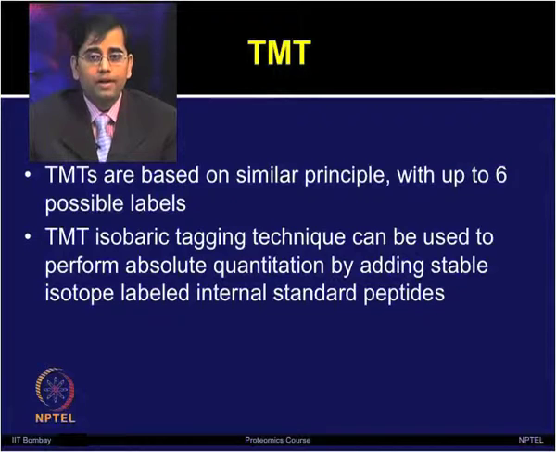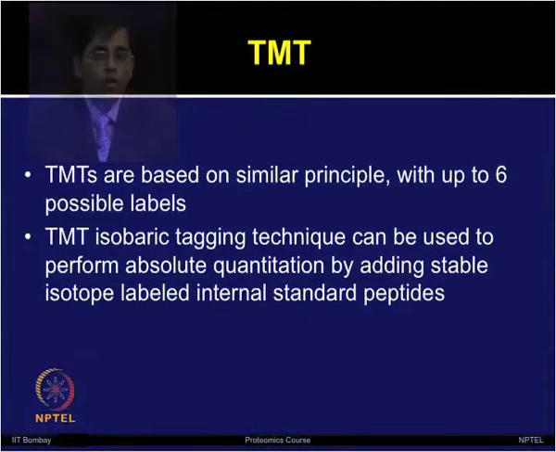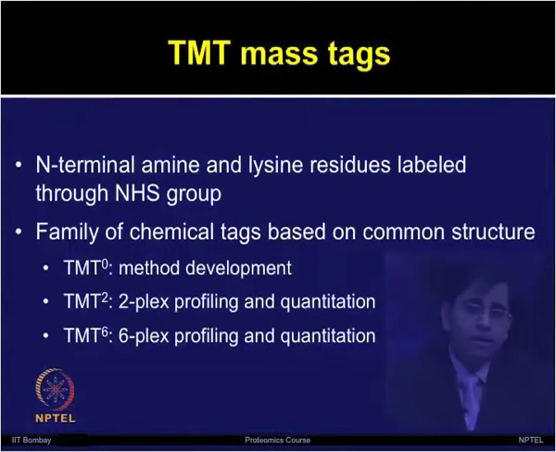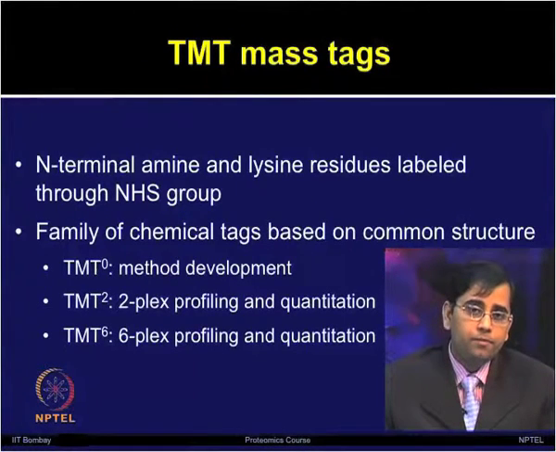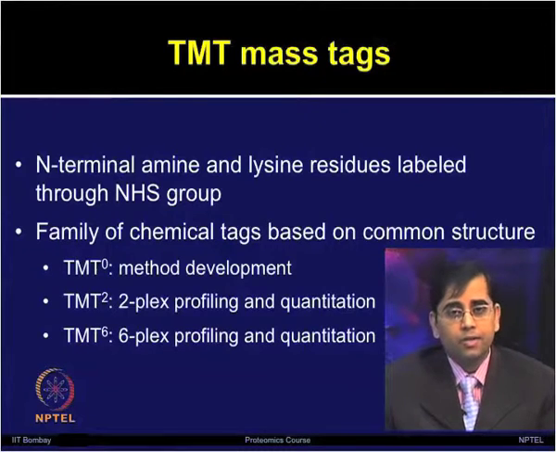The TMT isobaric tagging technique can be used to perform absolute quantification by adding stable isotope labeled internal standard peptides. It can be done by comparing the peptides from a target protein to a known amount of labeled standard peptide spiked into a sample. In that way, the absolute quantification can be obtained. The N-terminal amine and lysine residues are labeled through the NHS group.